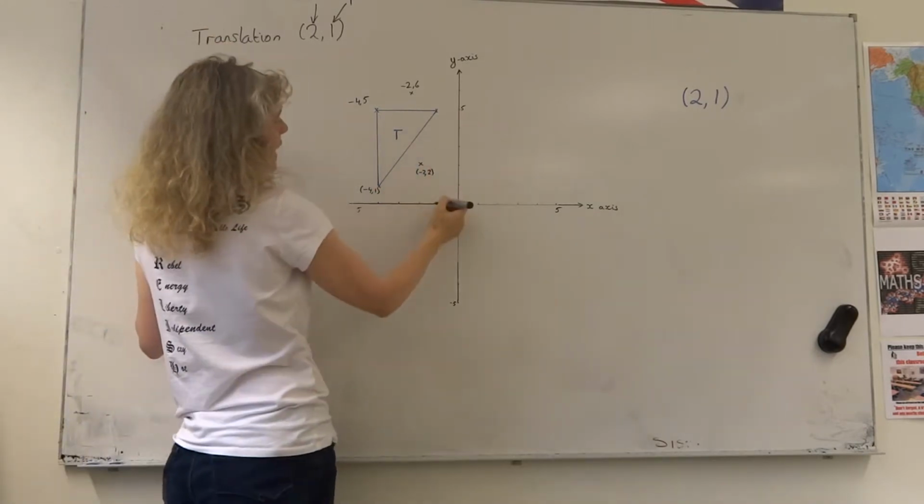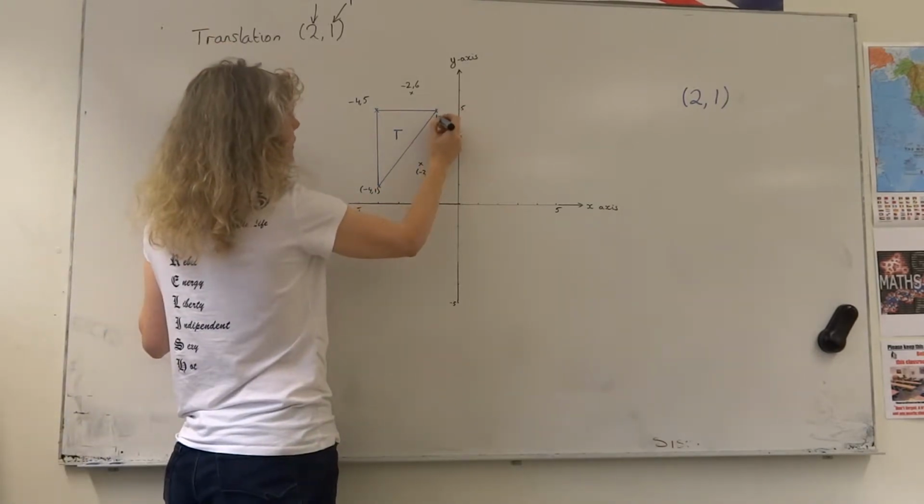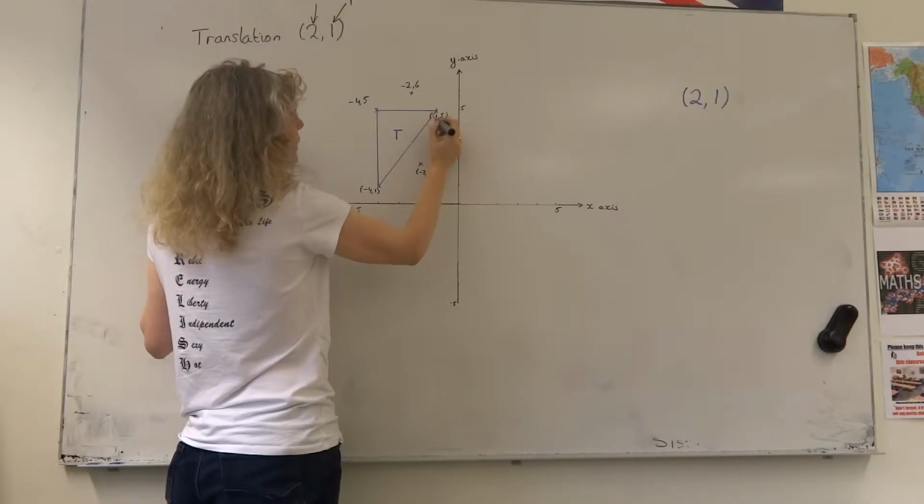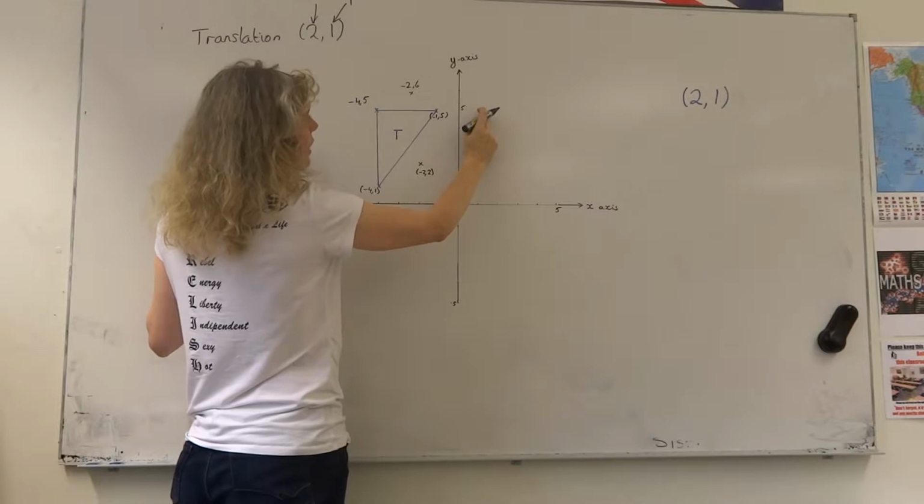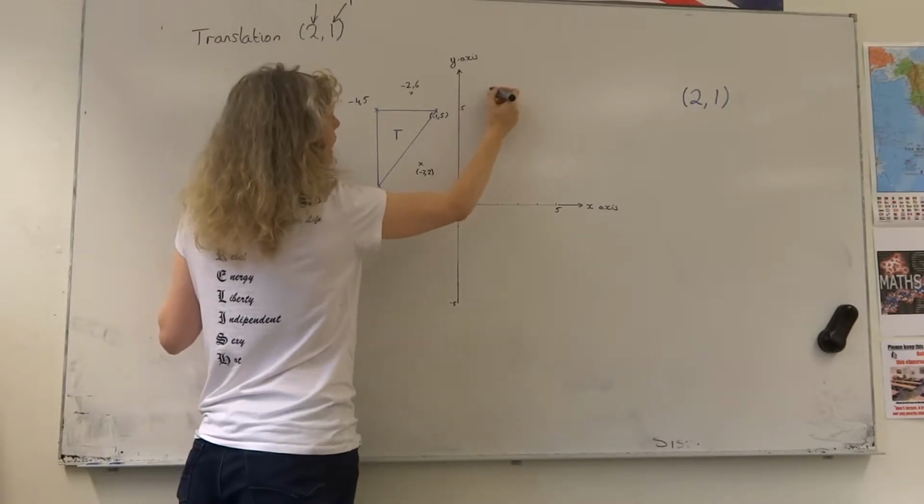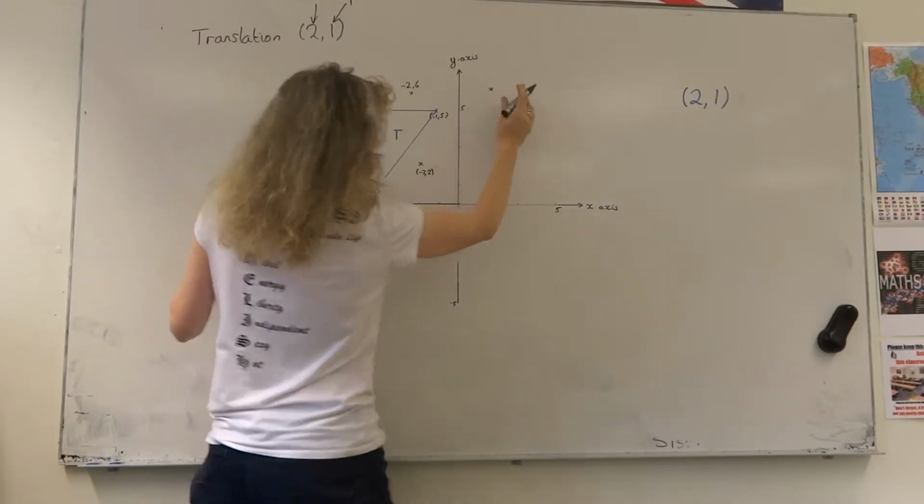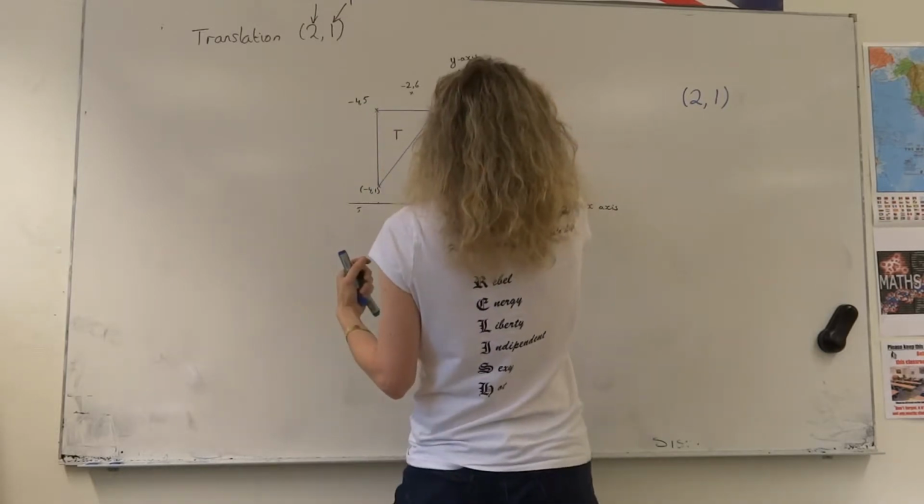This coordinate is at -1, 5 at the moment. It would go 2 along, so it would go over to the positive side. It would go to +1, and then it would go up 1, so it would be at +1, 6.